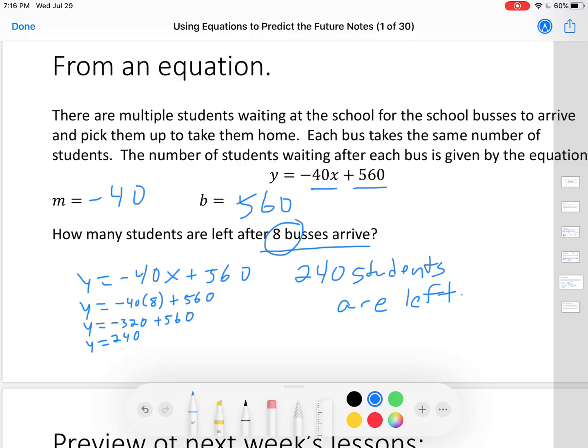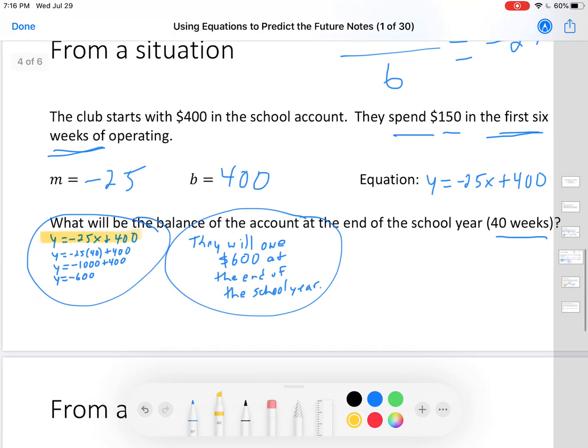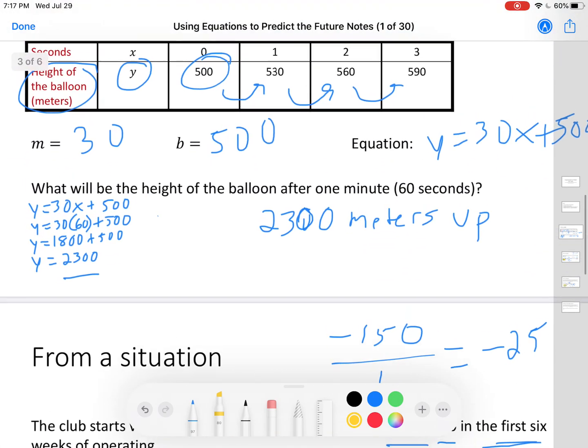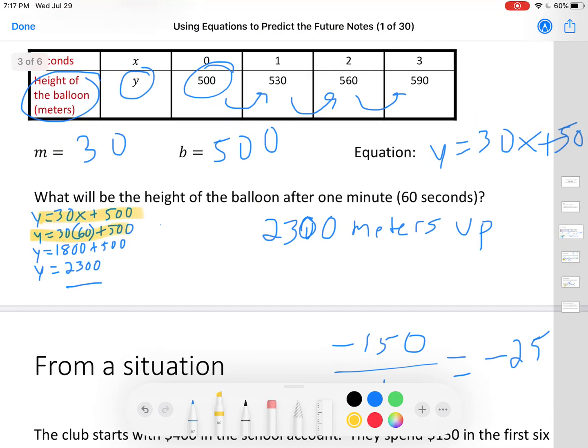See how easy? Take this number, substitute it in for x, get an answer, answer the question. Show the 4 steps. 1, 2, 3, 4. Answer the question. I don't want anybody just answering the question. You must show the 4 steps.